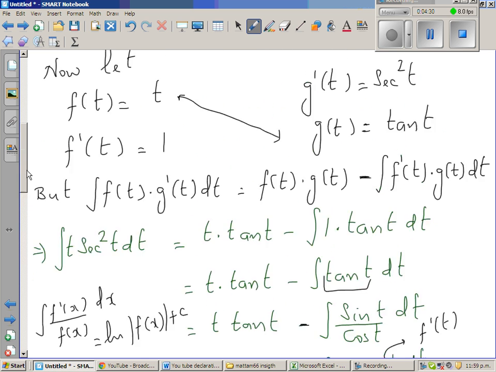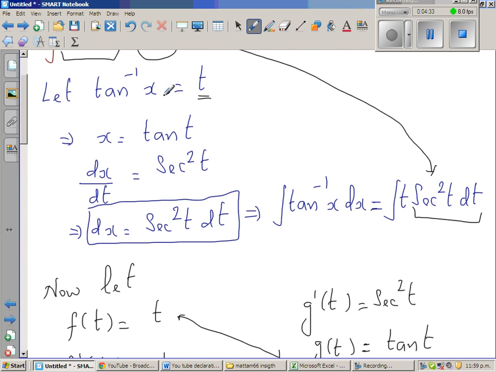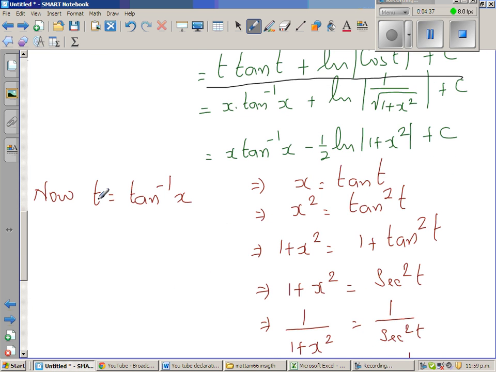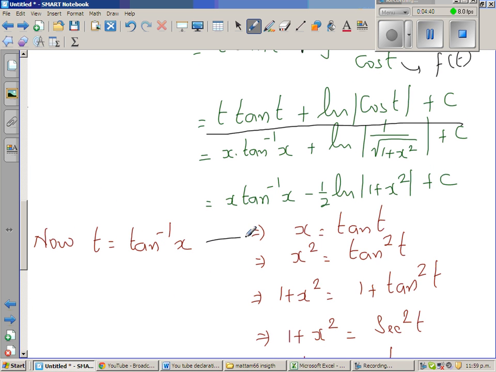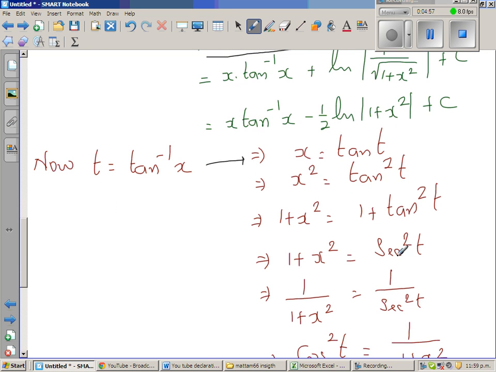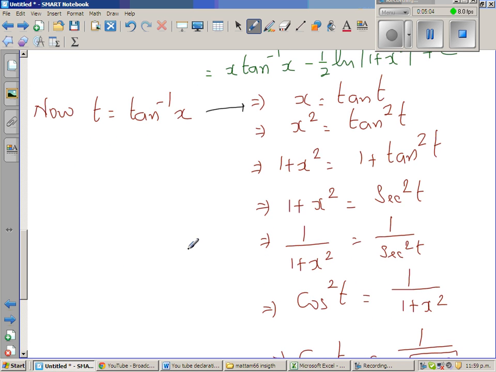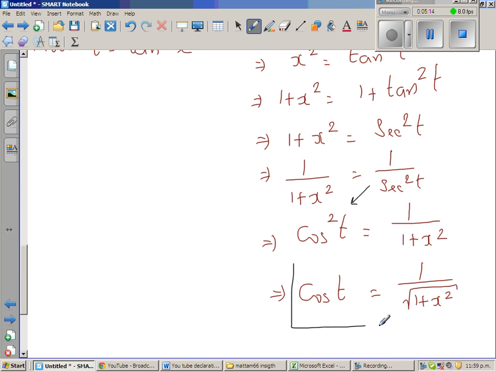We started with t is tan inverse of x. So if t is tan inverse of x, from this we can say x is tan t. So x squared is tan squared t. And I'm adding 1 to both sides. So 1 plus x squared is 1 plus tan squared t. And 1 plus tan squared is sec squared. So I can say 1 plus x squared is sec squared t, and taking the reciprocal of both, 1 over 1 plus x squared is 1 over sec squared t, and 1 over sec squared t is nothing but cos squared t. So cos squared t is 1 over 1 plus x squared, and taking square root, I can say cos t is 1 over square root of 1 plus x squared.